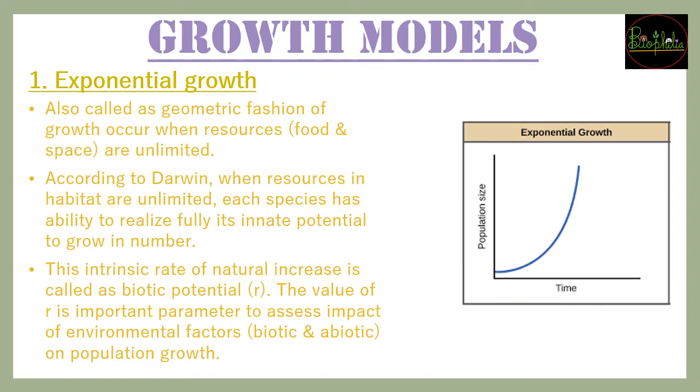Now coming to the next topic, growth models, wherein we are going to see two growth models: first one being exponential growth and second being logistic growth. Exponential growth is also called geometric growth, and this happens when the organism receives resources, whether food, space, water, or whatever the organism needs, at an unlimited scale.